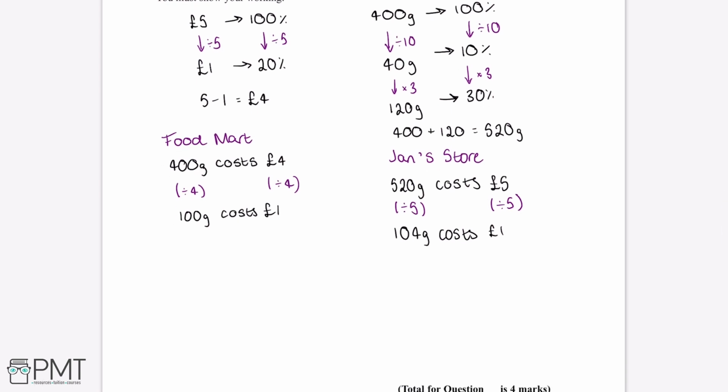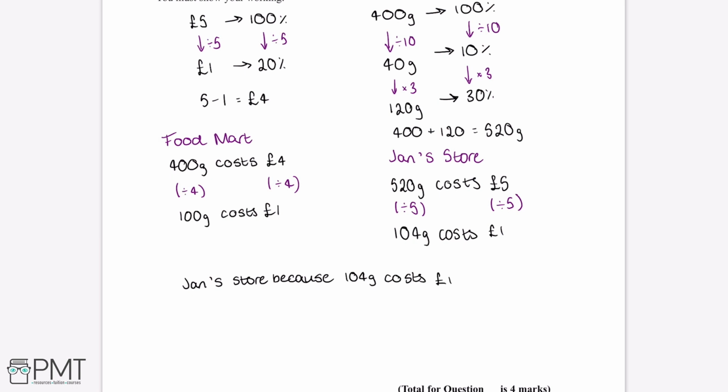So now what we've worked out is how many grams of breakfast cereal we can buy for £1. And what we can see is for Food Mart, 100 grams will cost us £1. However, in Jan's store, 104 grams will cost us £1. So therefore, Jan's store is better value for money. So now the final thing we'll need to do for this question is write a summary statement. So we can write something along the lines of Jan's store because 104 grams costs £1.